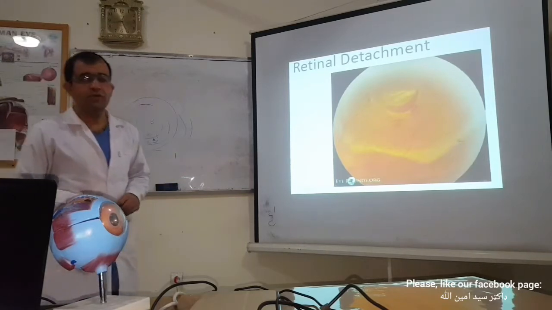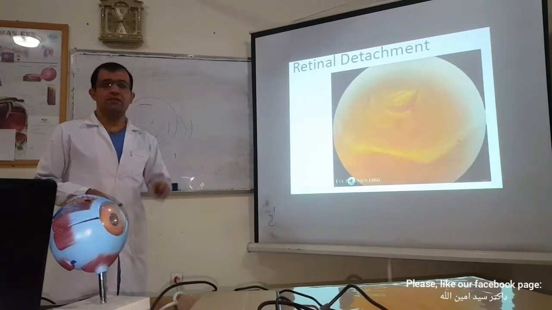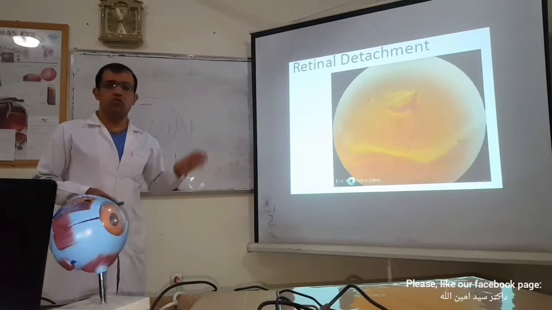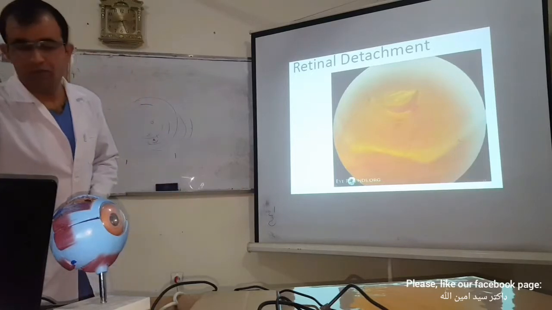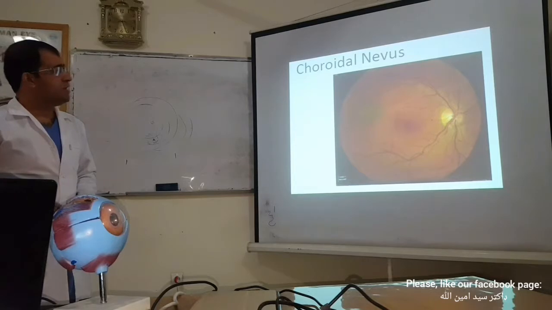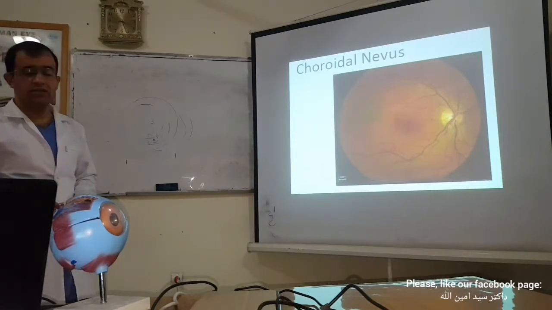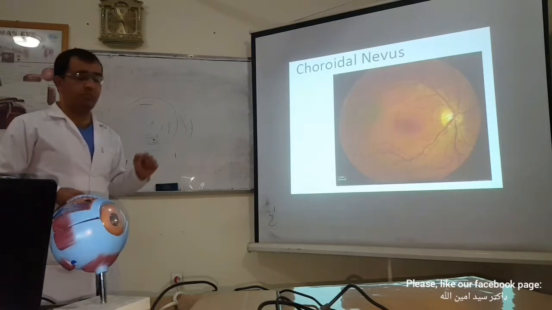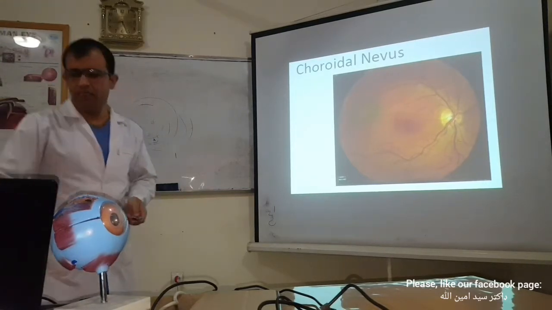Yeah, most of the time, if you see the RD, you must be looking for the break. There must be some kind of hole or break in the RD. Most of them, they are present, and we must look for them. Okay, next choroidal nerves, you will see here is a nervus, a choroidal nerves. They are colored with black. If you see something like this, you must understand this is the nervus.